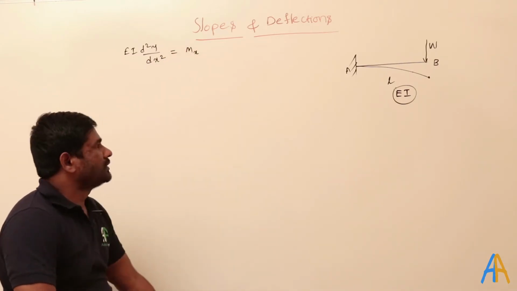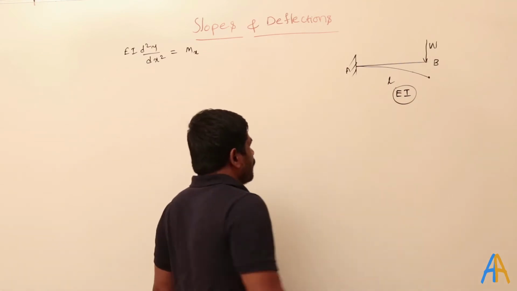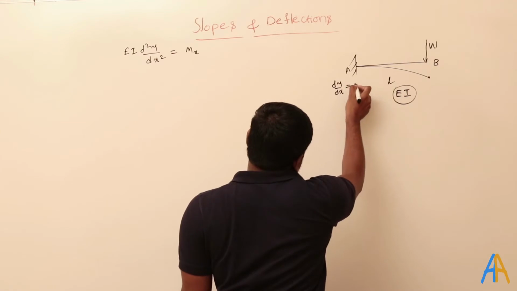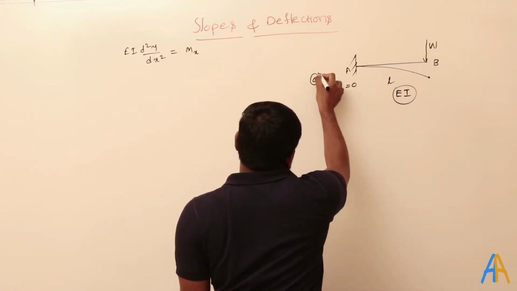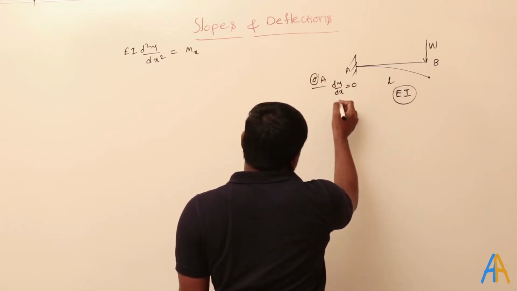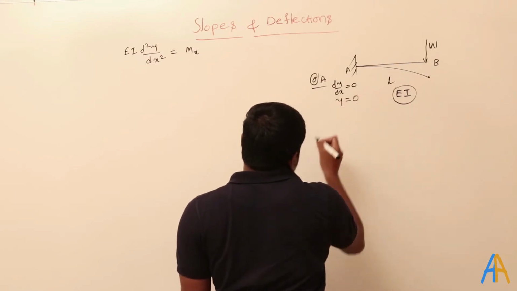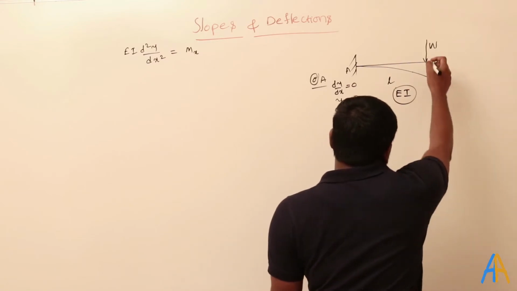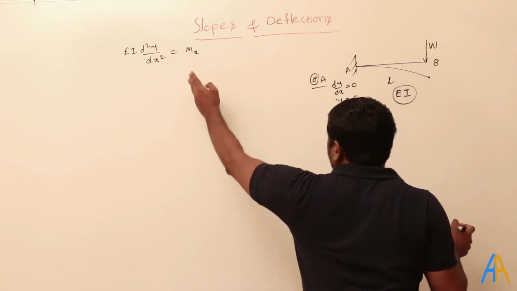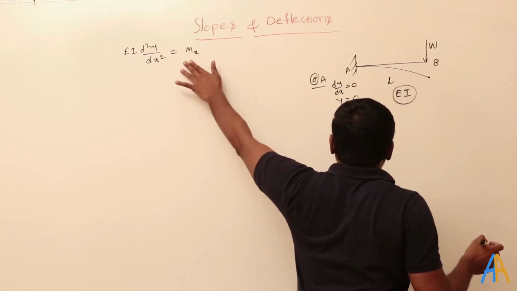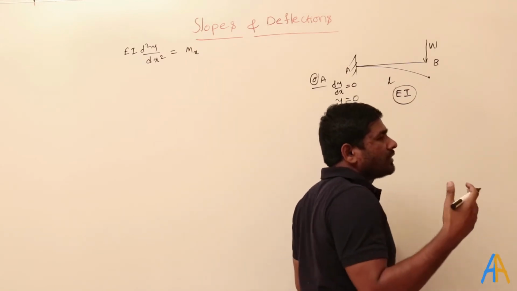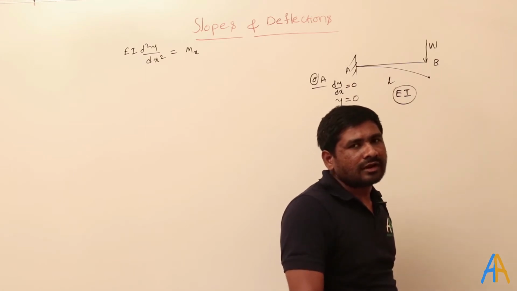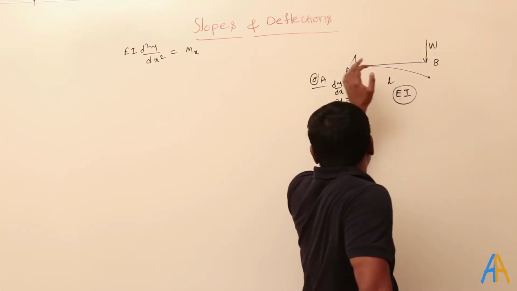And what are the boundary conditions in this case? The boundary condition is dy by dx equal to 0 and y equal to 0 at the point A. And here I want to write the moment in terms of x. I will take some cross section either from the left hand side or right hand side of the beam, write the moment equation and substitute in this equation.